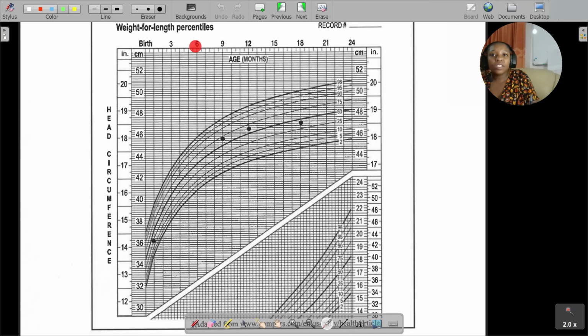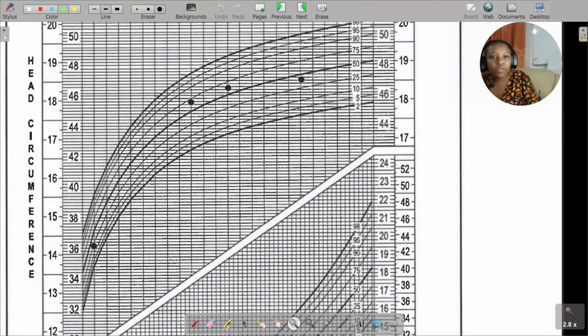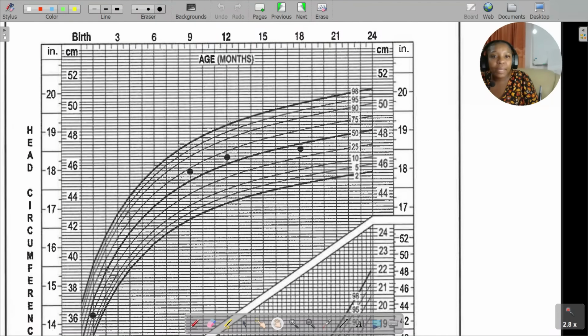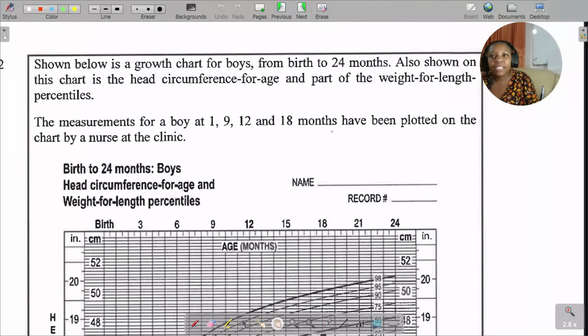And then here, obviously on the horizontal axis, we just have how old the boy is, right? Then you've got these different curves here, and in these different curves, we've got all these different percentiles: 99, 95, 90, 75, 50, 25, 10, 5, and 2. So these are all the different percentiles that are plotted for us there, right?